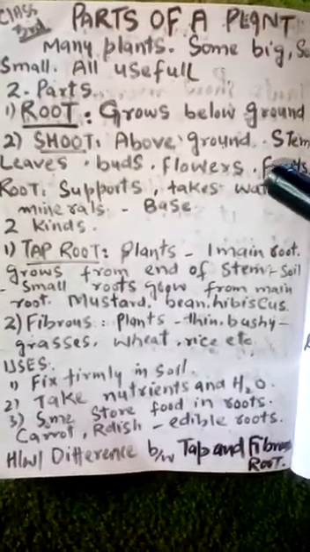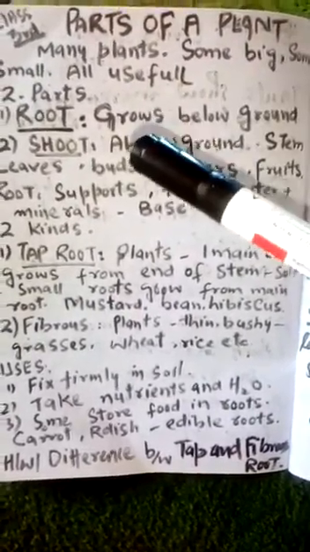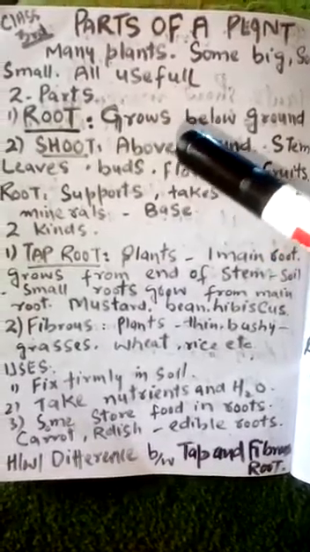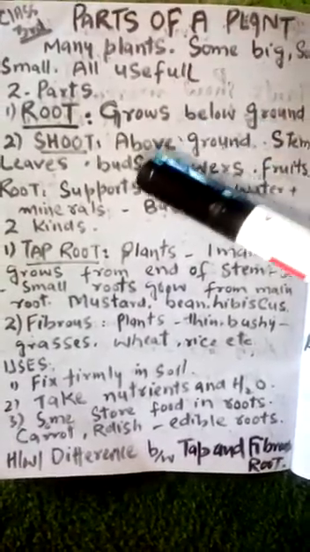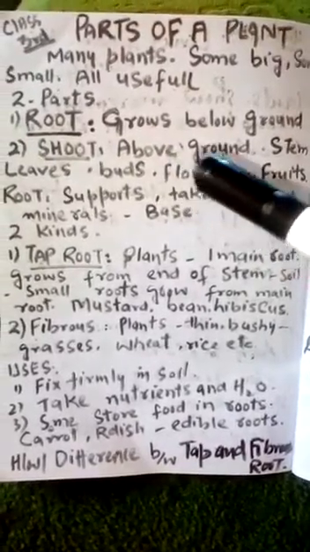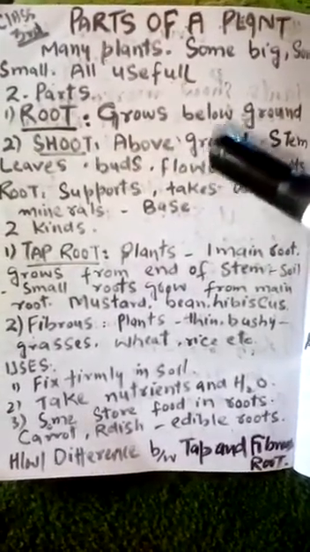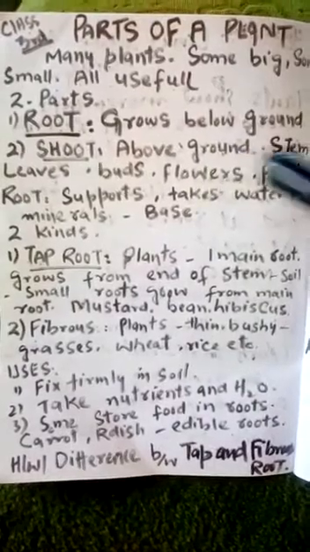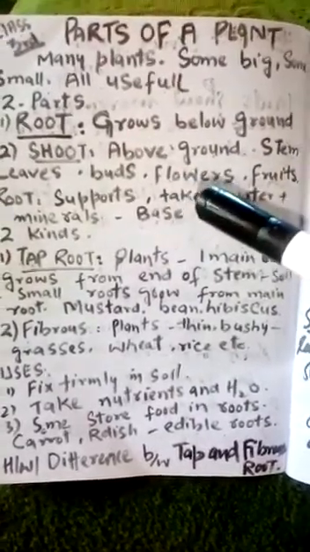So students, root is that part of the plant that grows below the ground, and shoot is that part of the plant that grows above the ground, and it includes parts like stem, leaves, buds, flowers and fruits.